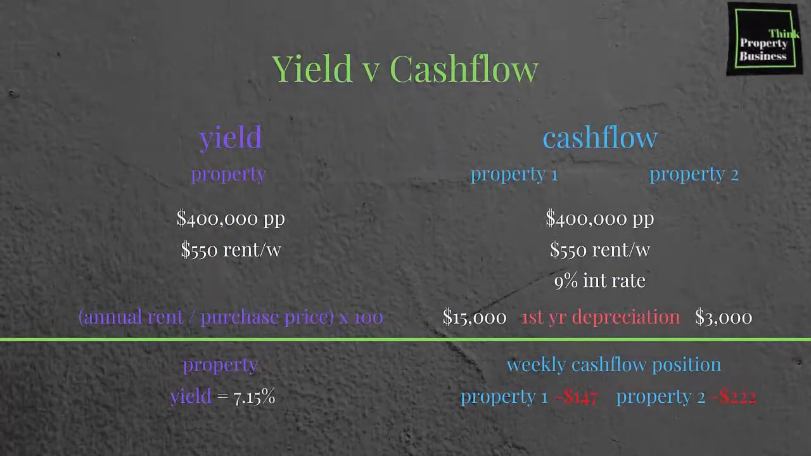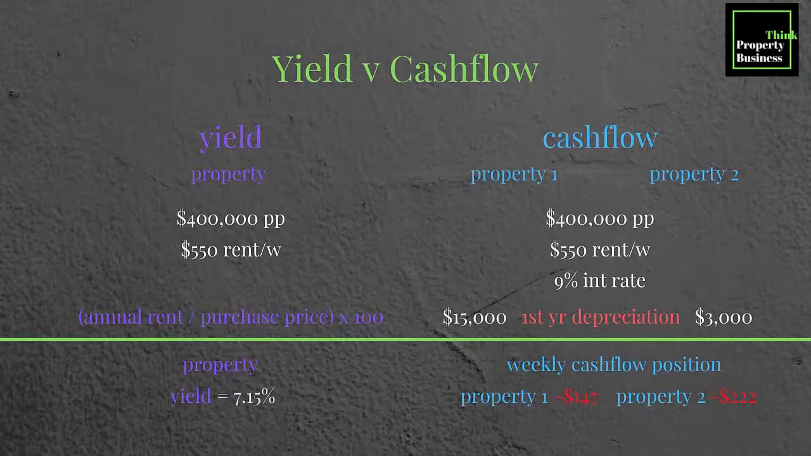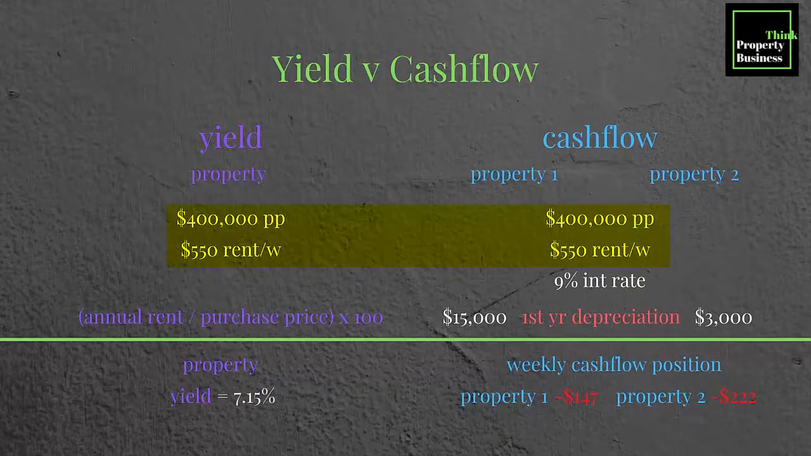All right, so yield versus cash flow. On the left-hand side there in purple, we can see yield, and beneath that we have property. In both these scenarios, for the yield and the cash flow, we're going to consider a purchase price of $400,000 and a weekly rent return of $550.